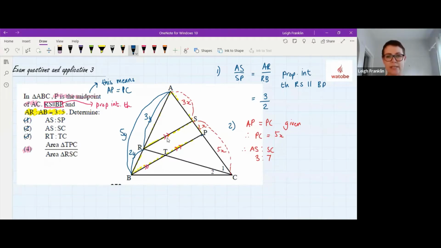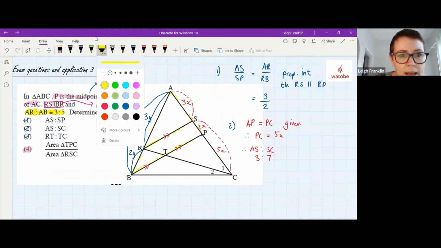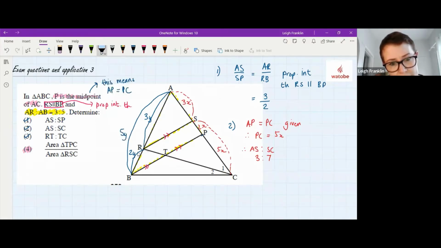RT is to TC. Okay, so let's go and highlight those lines. Here's RT and here's TC. What is RT over TC equal to, Matrix? In which triangle are they asking us to work, I suppose is the other question we should be asking. Triangle SCR. SCR, perfect. Yes, 100%. That's exactly the right triangle.